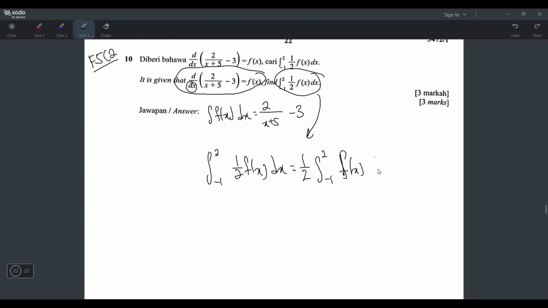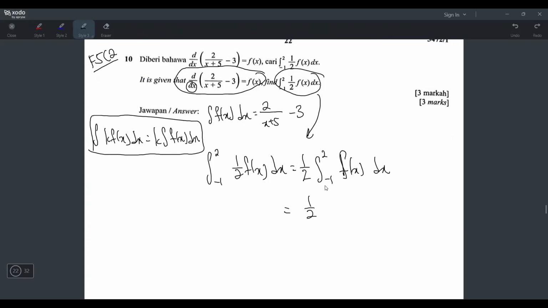The reason you can put it in front is because that's the property of definite integrals. When you have the integral of k fx dx, and if the relationship here is times, you can take the k out and it becomes k times the integral of fx dx. But only if it's a times, only when the relationship here is multiplication. If it's add or subtract, then you cannot. And then what happens now? 1 over 2, this one is the same as this one already. You see, the integral of fx dx.